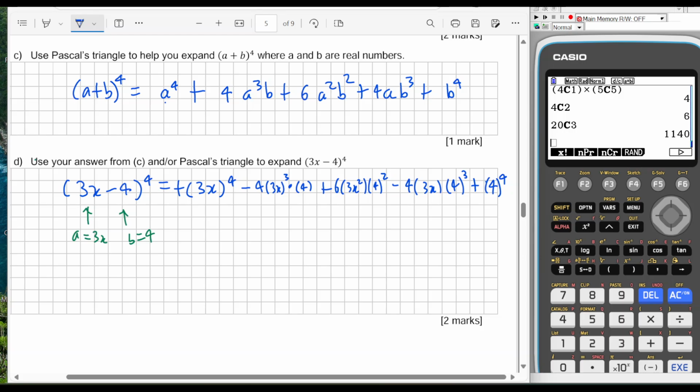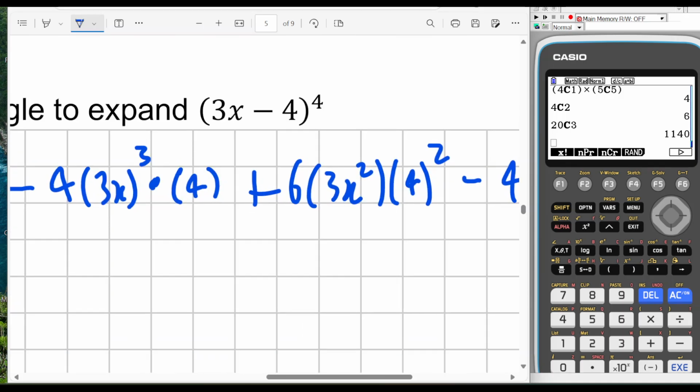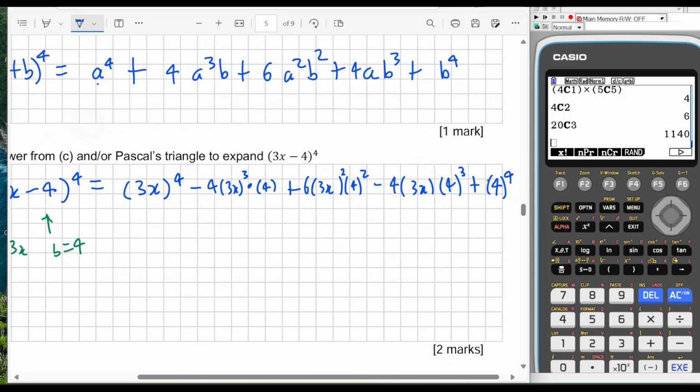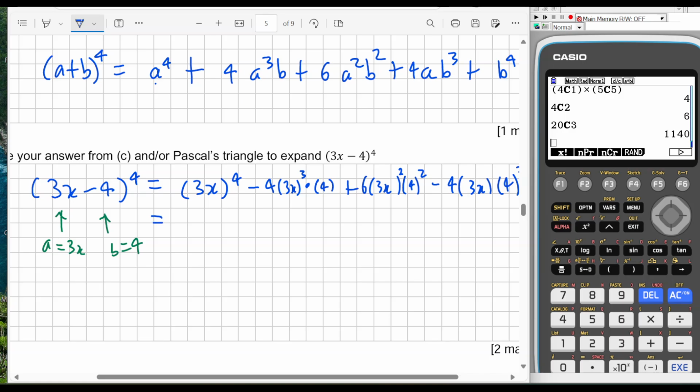I've actually made a mistake on this line. I'd recommend that you pause the video and see if you can spot it. Hopefully you've done that. This 2, I want to square the entirety of 3x, so it should be outside the brackets. Okay. Now we need to raise the 3 to the power of 4 and the x to the power of 4. So this becomes 81x to the 4.